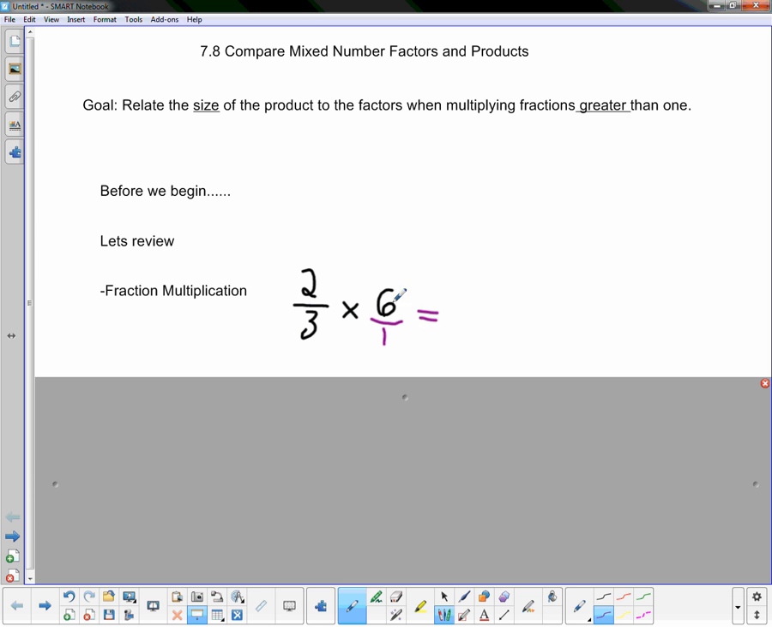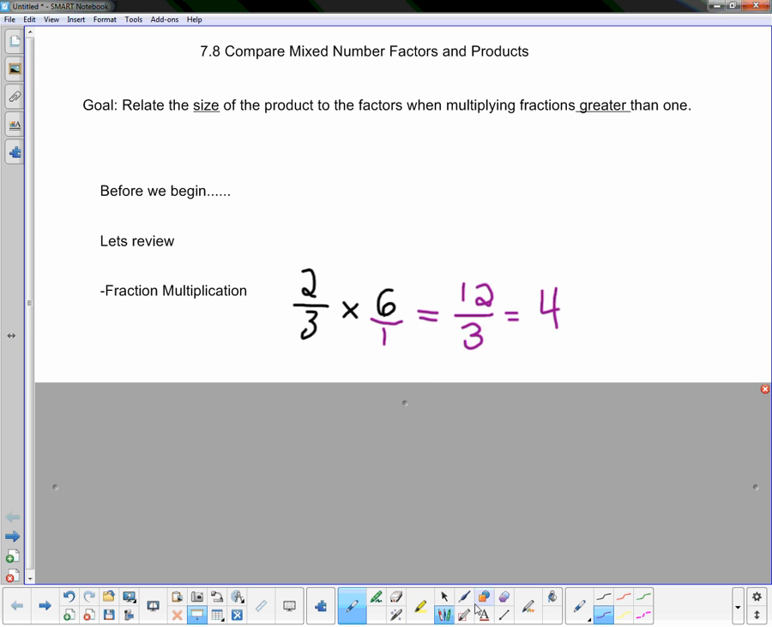So 2 times 6 is 12, and 3 times 1 is 3. That is a mixed, or excuse me, an improper fraction. We need to change it to a mixed number. So our numerator divided by denominator actually equals 4. That equals 4 wholes. And so 2/3 times 6 equals 4. Now 4 is less than 6, but it's way bigger than 2/3. So we're really lucky with that.